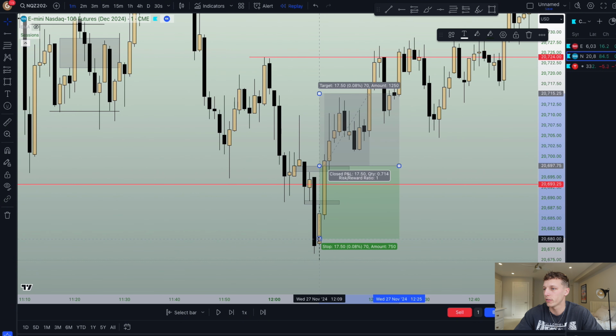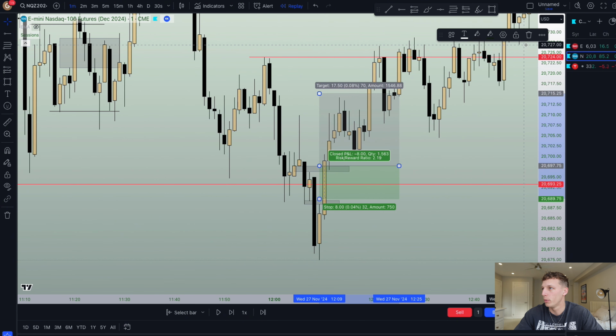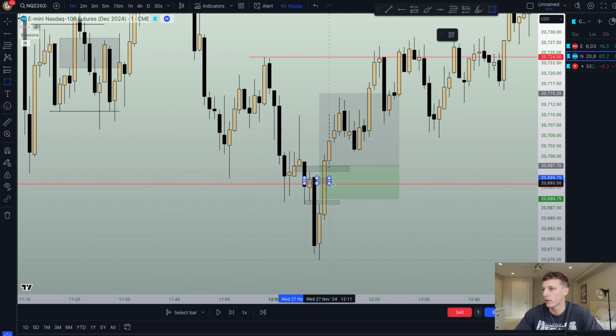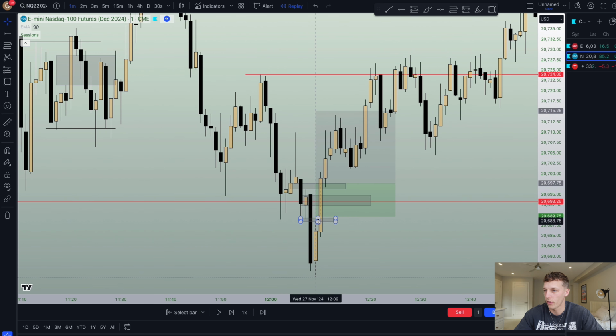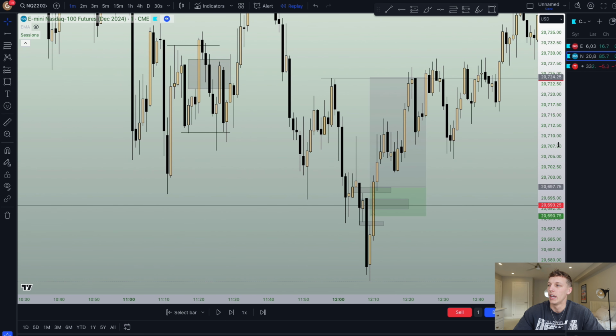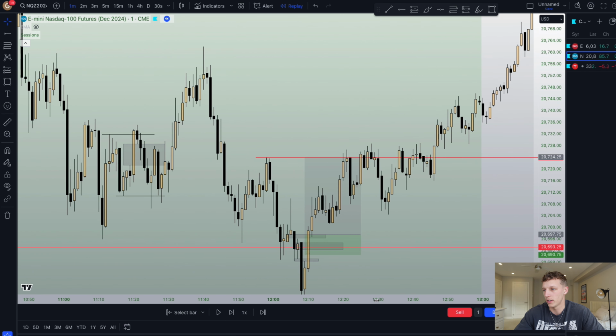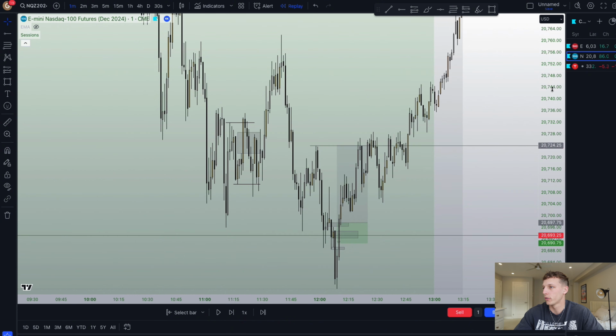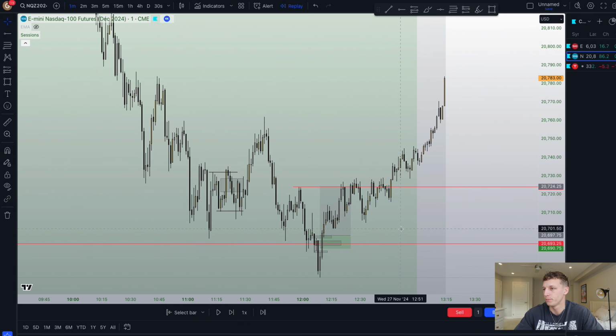So we get the inverse here. The stop would be below this breaker here. This is technically a breaker block. So this is another bullish PD array that would hold price. So I put the stop below here and I target this swing high for the day. And again, I wasn't trying to get too greedy with this. As you can see, we called the reversal pretty much perfectly.